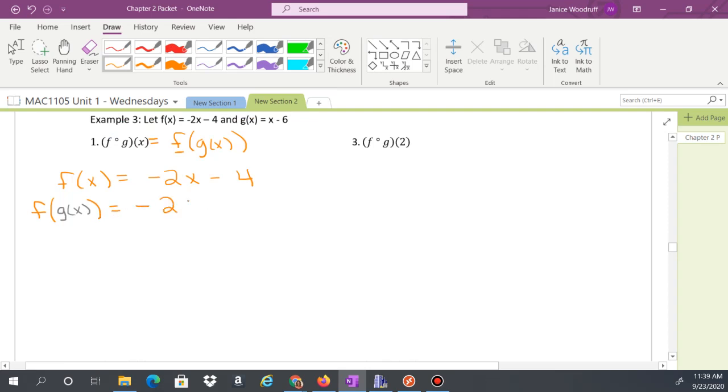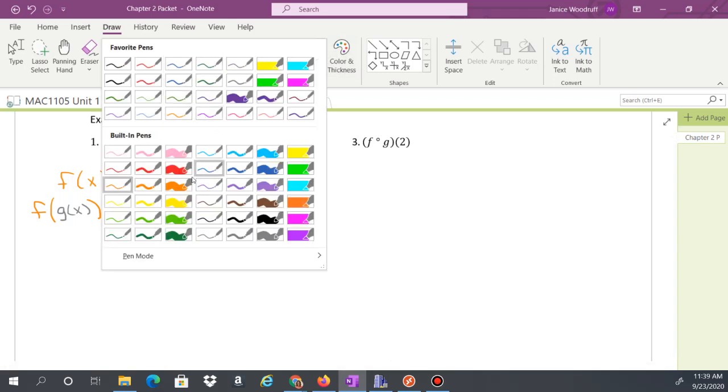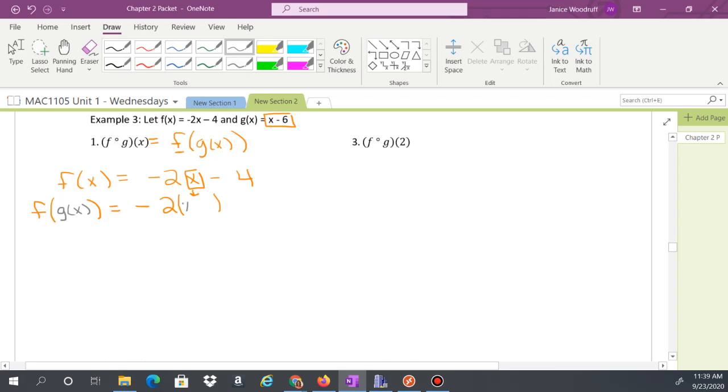So negative 2, now this x becomes g of x. So g of x is x minus 6. So this x minus 6 goes for this x. So it looks like that. So g of x goes into the function for the x, or all of the x's if there's more than one. So this is what it looks like. So f of g of x has g of x plugged in for the x. Okay, g of x is the x minus 6.